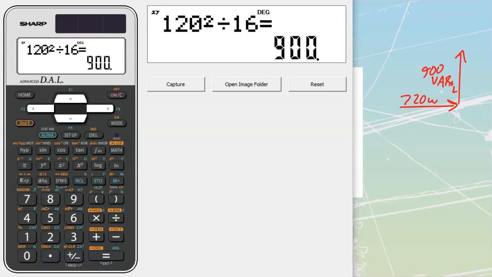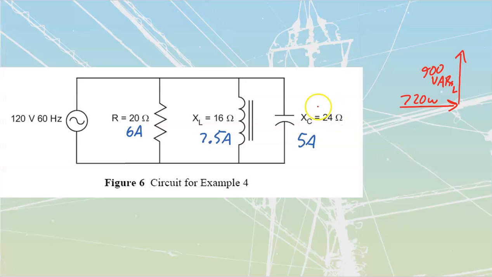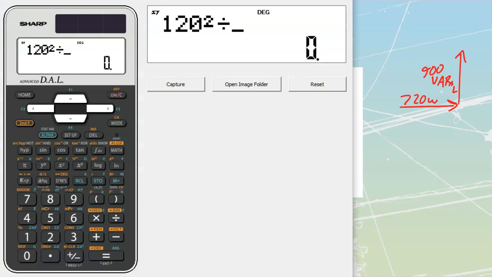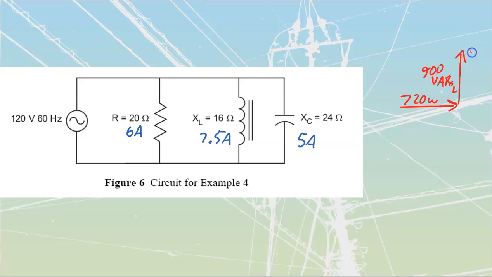And the last one is going to be 120 squared divided by my resistive value for this one over here, which is 24 ohms XC. So divided by 24 gets me to a value of 600. So I'm going to have 600 VARS C going down. That's going to be VARS. I'm running out of room here. I always misplan that part. VARS C. So we've got 600 VARS C going down, 900 VARS L going up, 720 watts going across.